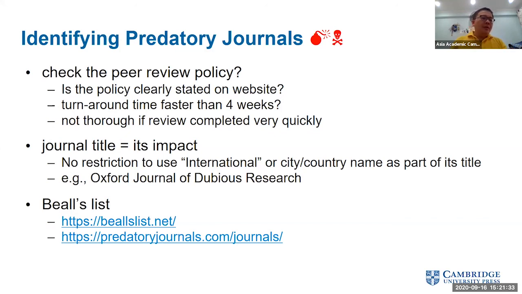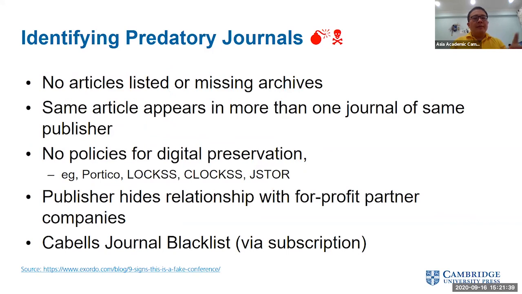And of course another way is to look at the Beall's list. So two URLs here for you to look at. Sometimes they don't have any articles listed or they have not published anything at all, or they have missing archives in certain years. So this is very suspicious too. If you see a single article appearing in more than one journal published by the same publisher, then you know that something is wrong. You can avoid them.